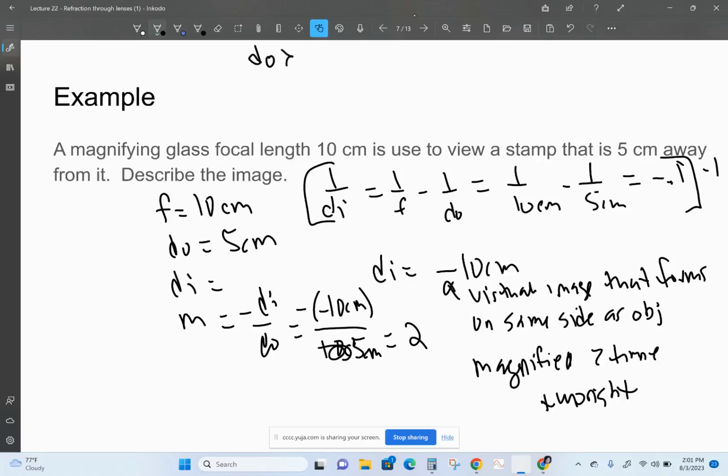So in general, if the object is further than f, you're going to have a real inverted image. And if do is less than f, you're going to have a virtual upright image. Now, you can't project this image. You'd have to use another lens to turn it into a real image to project it, but it will be upside down.